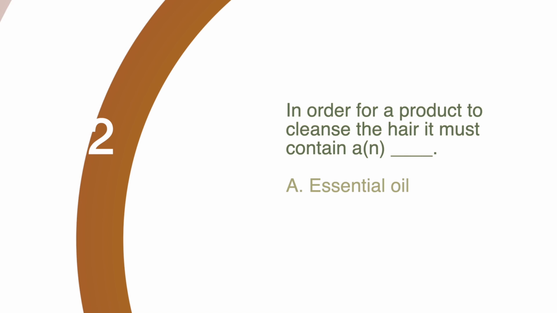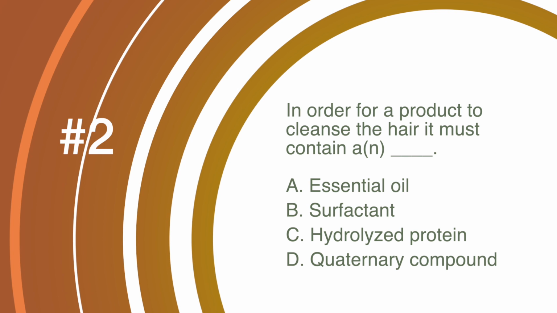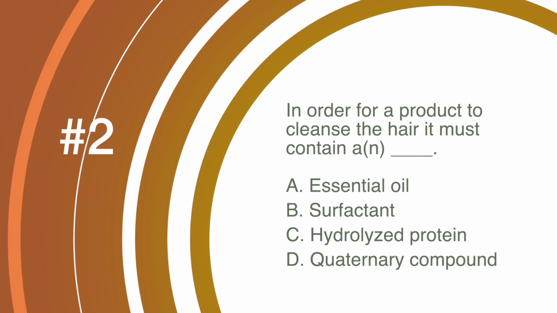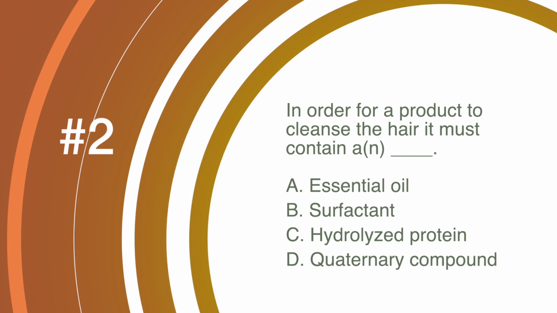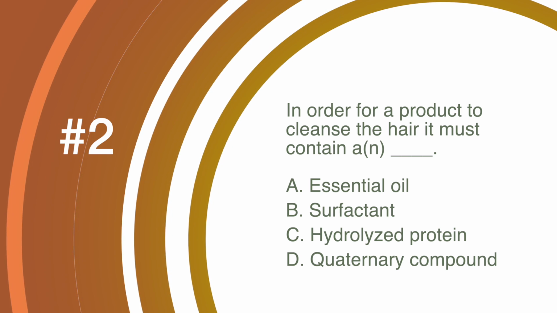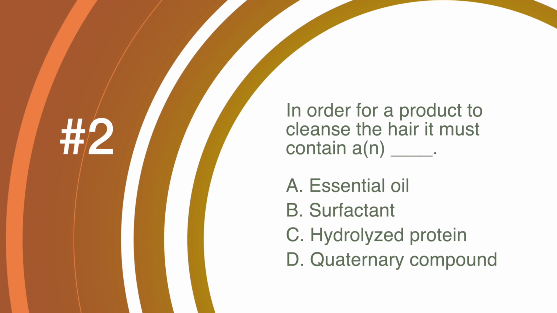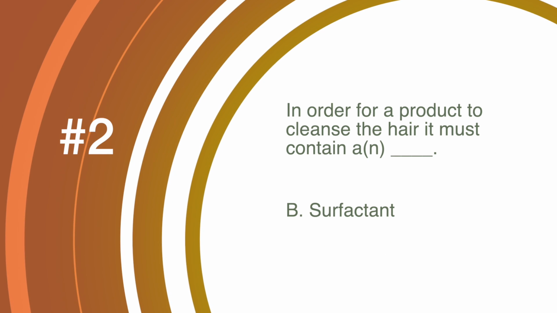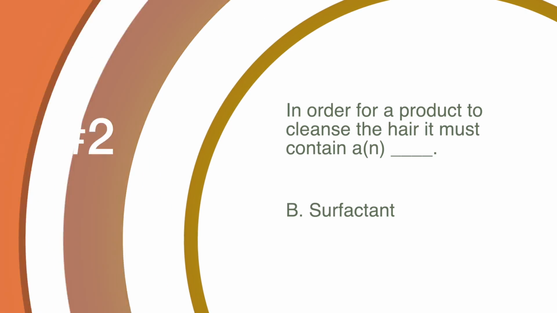In order for a product to cleanse the hair, it must contain A, an essential oil, B, a surfactant, C, hydrolyzed protein, or D, a quaternary compound. The answer is B. Surfactants are surface active agents found in cleansers that break up and emulsify oils and dirt, allowing them to be rinsed away when you are cleansing your hair.